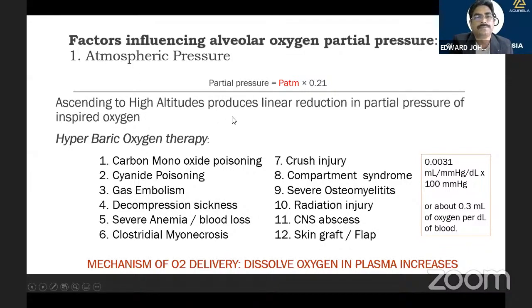The first and foremost is the atmospheric pressure. Suppose at sea level, 760 mm of mercury, your alveolar oxygen partial pressure is 100 mm of mercury. Suppose you increase the atmospheric pressure, to 1 atmosphere, 2 atmospheres. Now the oxygen content of the plasma increases by the increase in dissolved oxygen in the plasma. Remember, the hemoglobin saturation cannot be increased above 100%. So the hemoglobin-bound oxygen remains the same. If you increase the atmospheric pressure, only the dissolved oxygen in the plasma increases, according to Henry's law.